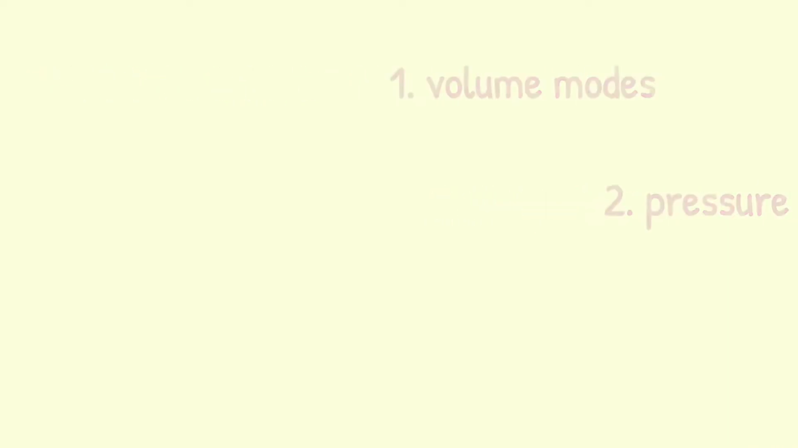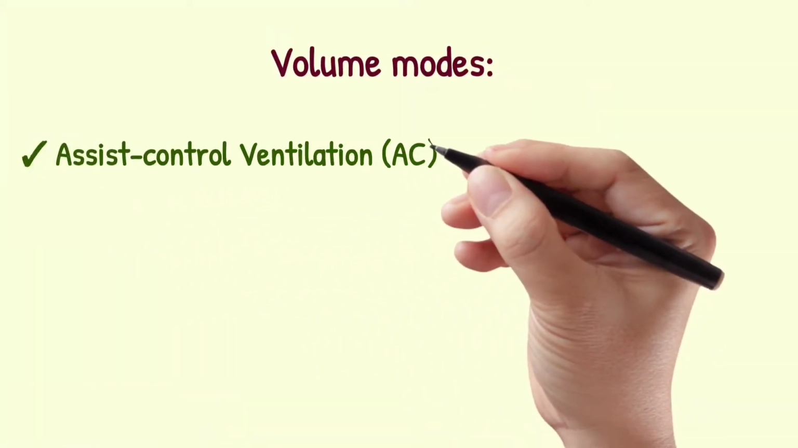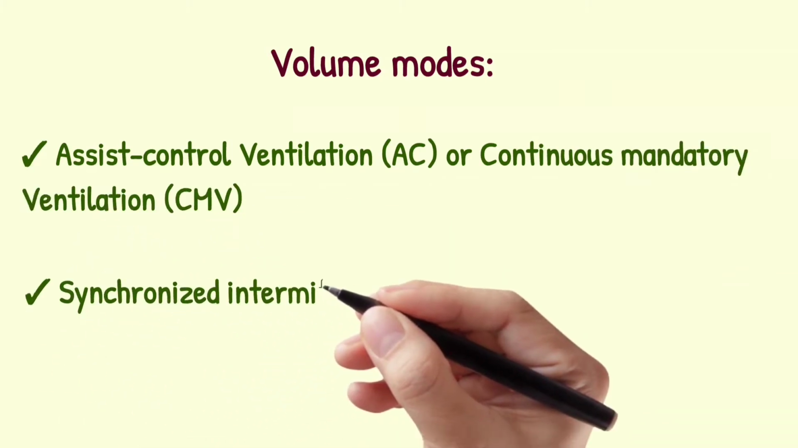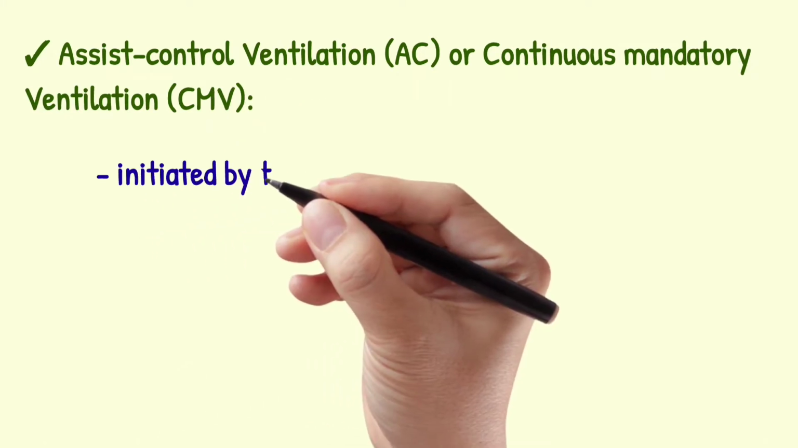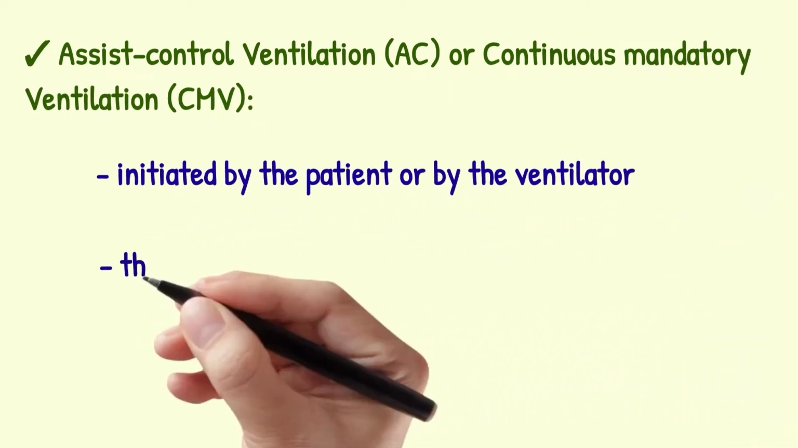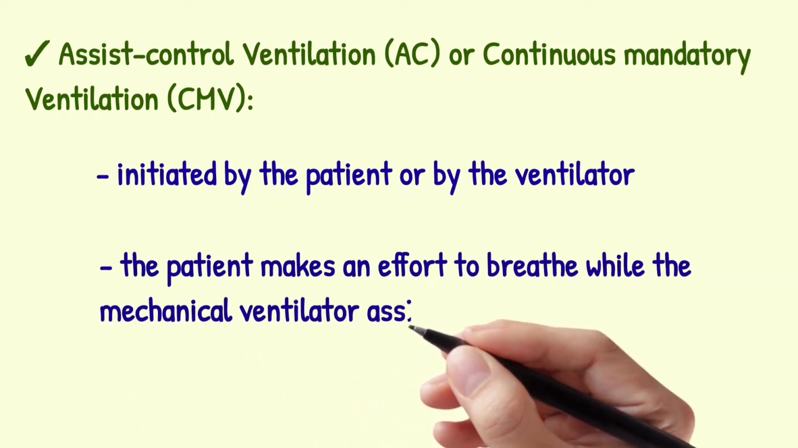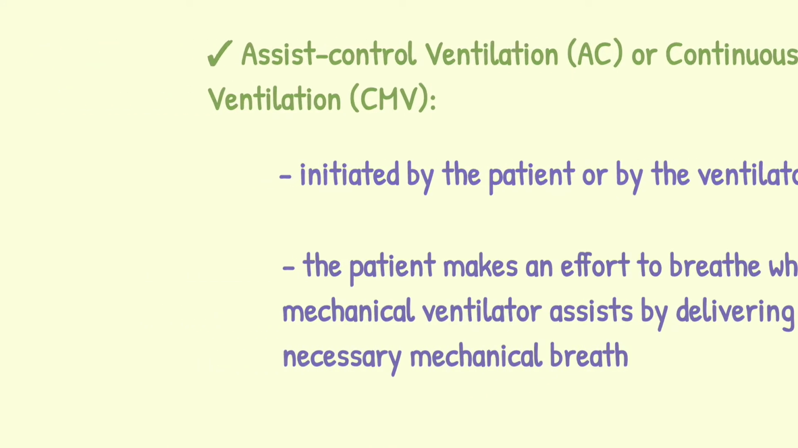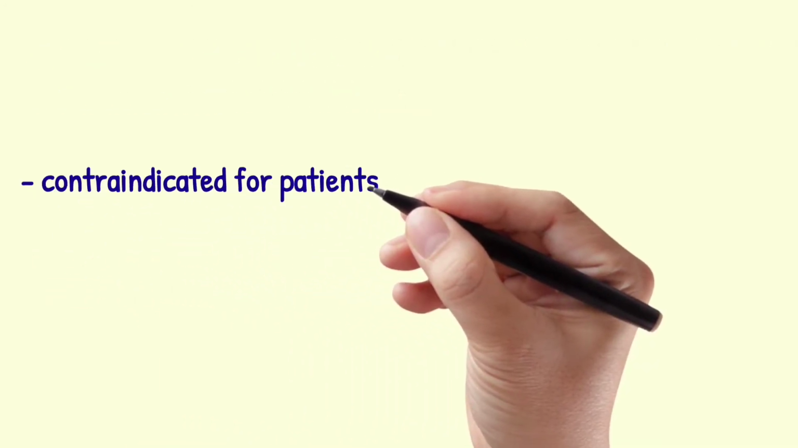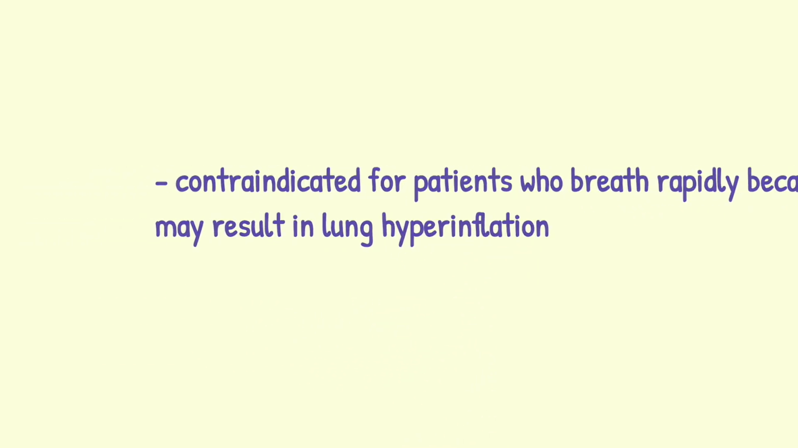First is volume modes. This mode works by delivering a set tidal volume. This mode includes assist control ventilation or CMV and synchronized intermittent mandatory ventilation. AC ventilation is initiated by the patient or by the ventilator. In this mode, the patient makes an effort to breathe while the mechanical ventilator assists by delivering a necessary mechanical breath. And remember, AC is contraindicated for a patient who breathes rapidly because it may result in lung hyperinflation.